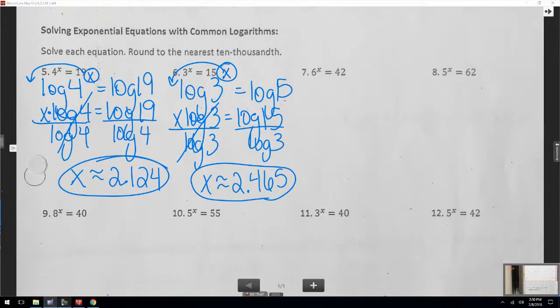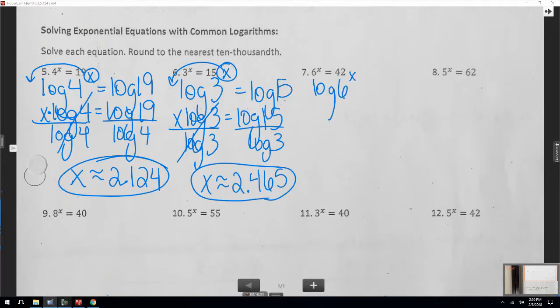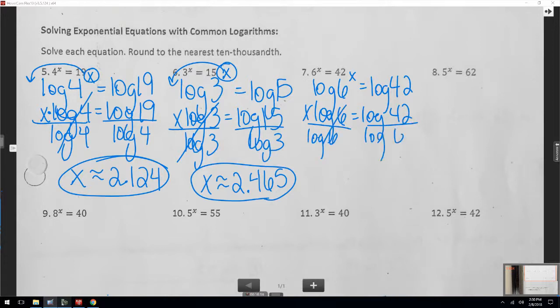What about number 7? Why do I have to work it this way? Because you don't know 6, so you don't know the power that'll give you 42 because it's a decimal, okay? All right, bring that x to the front. Divide by log of 6. How are we doing so far? Okay. And I know my answer is going to be 2 point something. The reason they keep being 2 point something is because I don't want to give you crazy large numbers. It's 2.086.